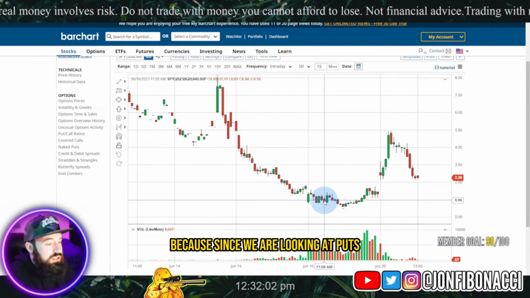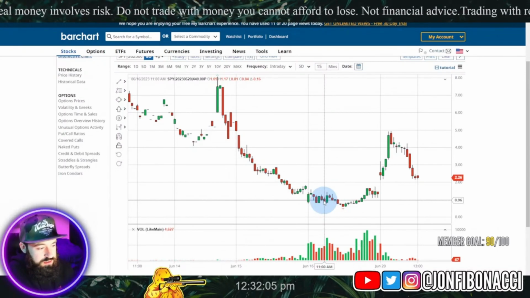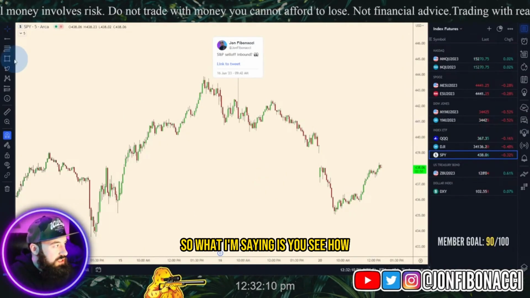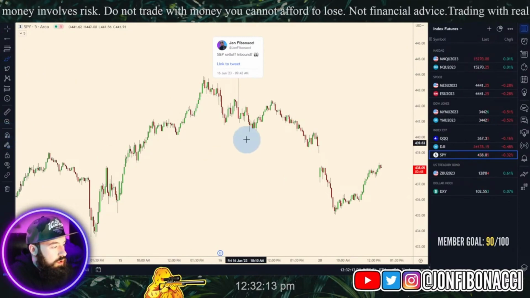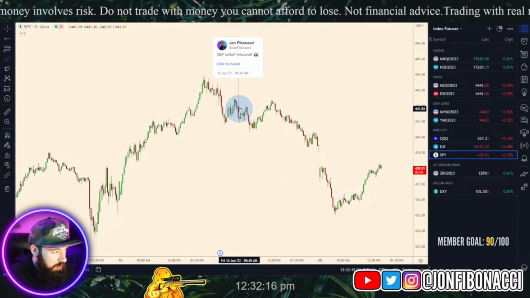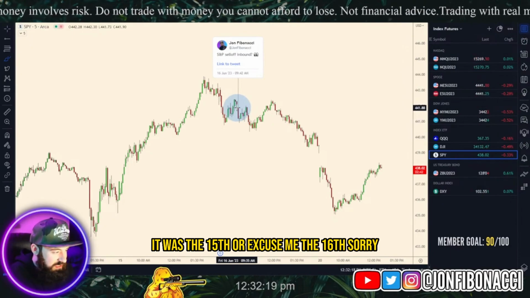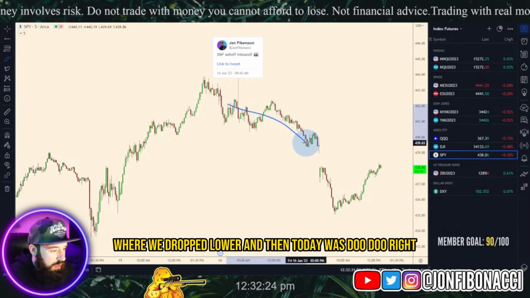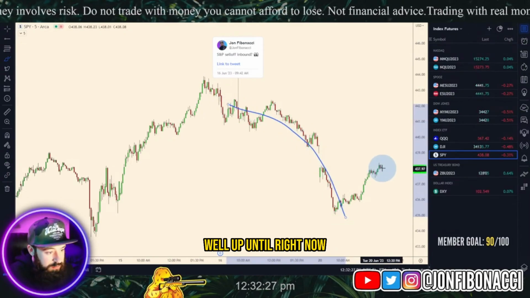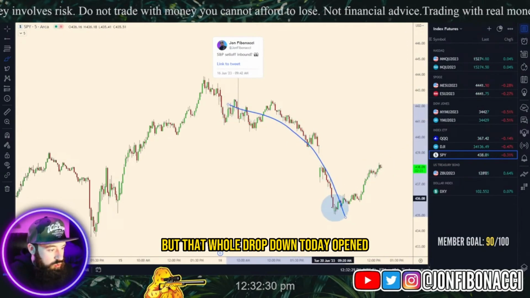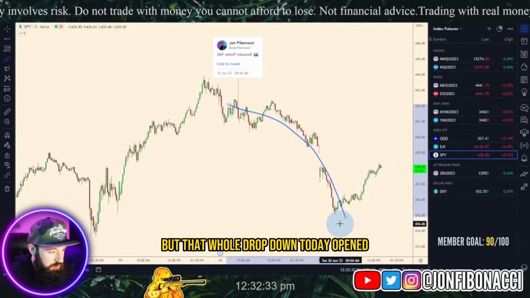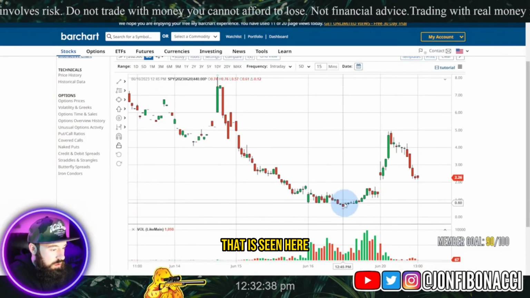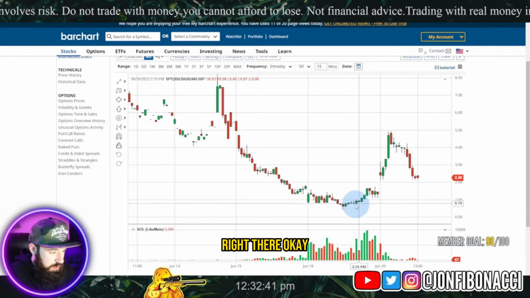Since we are looking at puts, this is essentially going to be the inverse. So what I'm saying is, you see how when it was the 16th, we dropped lower, and then today was doo-doo, well, up until right now. But that whole drop down today opened and then continued lower. That is seen right there.